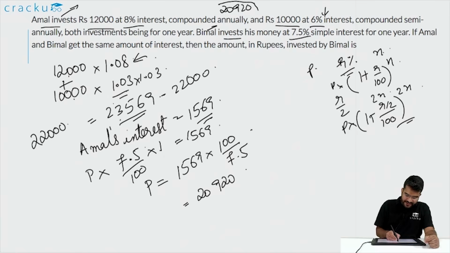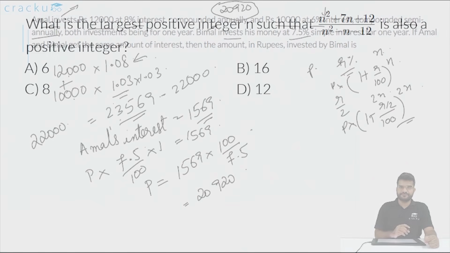The only sort of complication in this question is understanding what semi-annual means. In case of semi-annual compounding, just divide the interest by half and multiply the time period by 2, and then you can do it as normal compound interest.